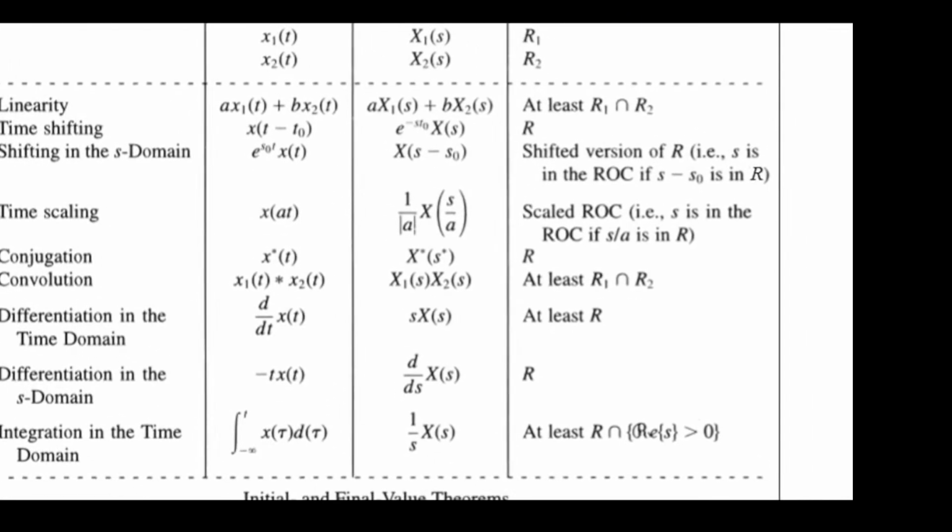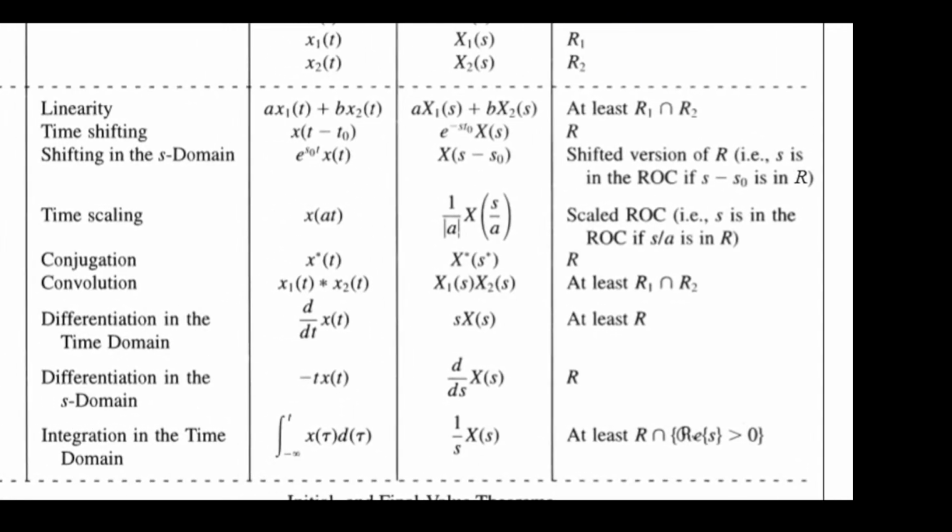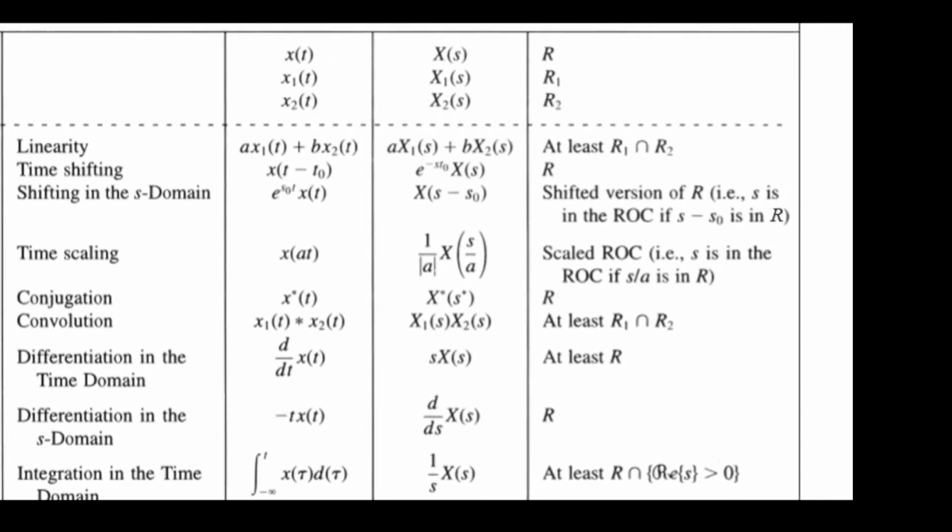Then you do time scaling. Time scale t to at, then s will scale by 1 over a, and also you divide by the absolute value of a. This is all similar: stretching time, then you squeeze in s, etc. And this will also scale your ROC by a factor of a. And then we have conjugation. Small x gets complex conjugation, then big X also gets complex conjugation, and s also gets complex conjugation, so you have s star here.